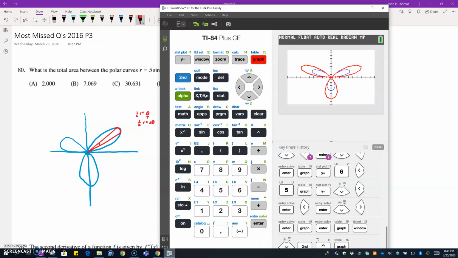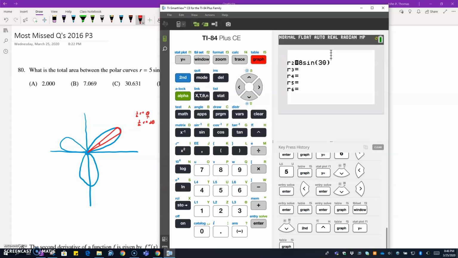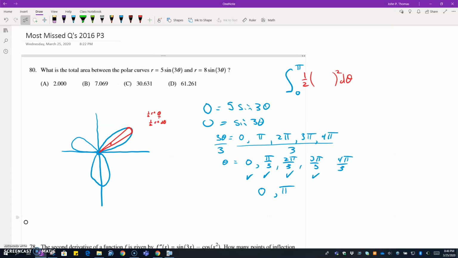Now I have the calculator available, so I'm going to jump back to that. I'm going to go to my y equals. Red was the outer one, so red is the 8 sine 3 theta. I could have figured that out by just looking at the numbers, but this makes it a little easier. So that's the area enclosed by the outer function. Now from that, I'm going to subtract off the area of the inner one. So I still have 1/2 r squared d theta, and this time my r is 5 sine 3 theta.